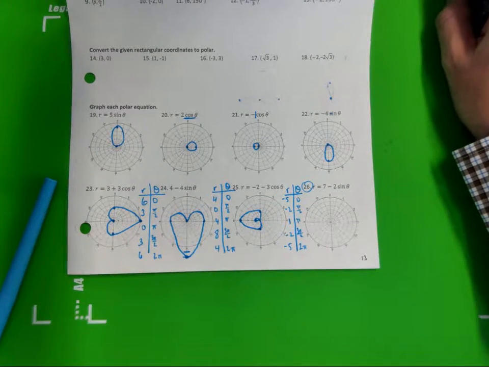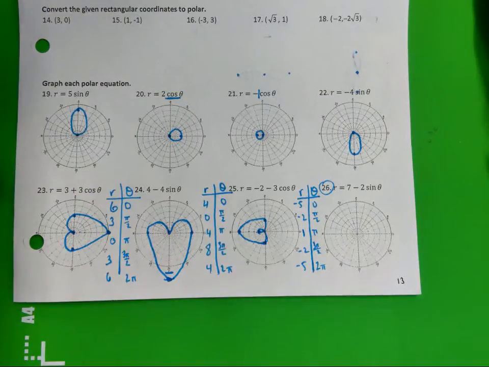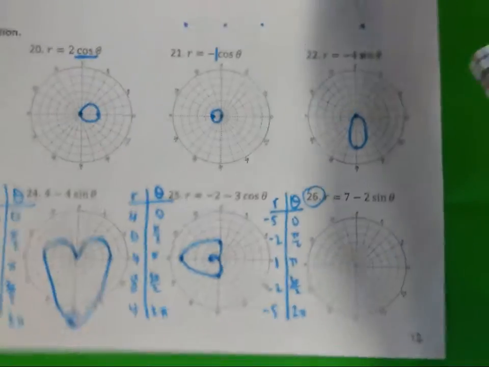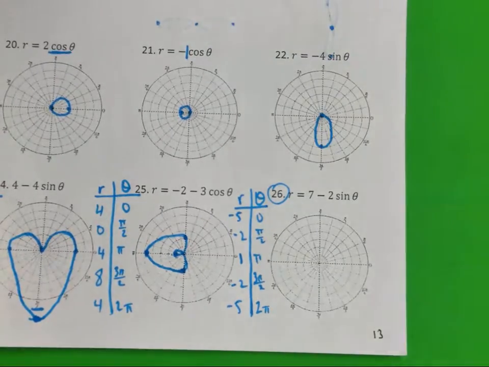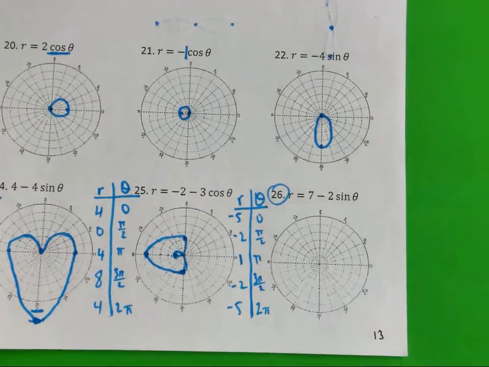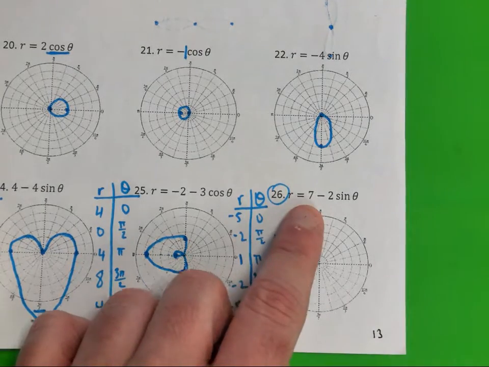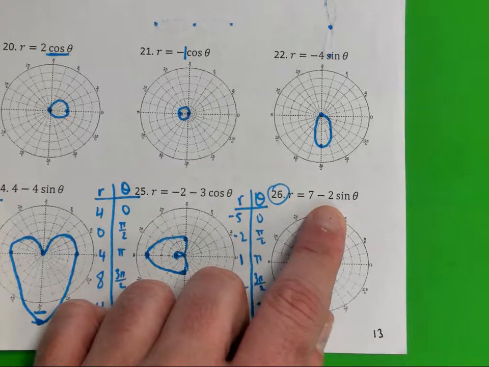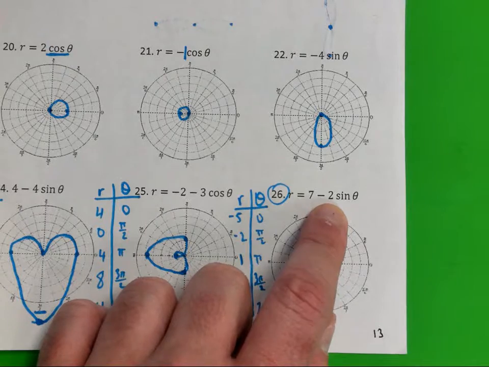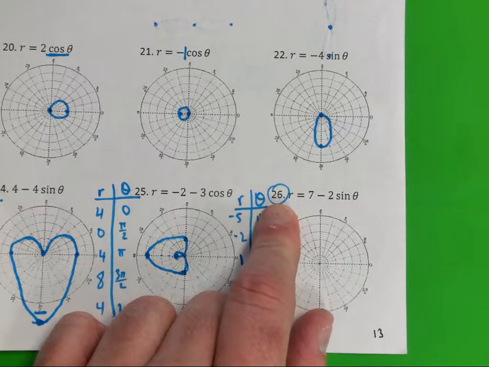Okay, let's look at 26 here. Let's look at the absolute value. Remember, the first number is your A, the second number is your B on these. What's the absolute value of 7? What's the absolute value of -2? So is your A greater or smaller?